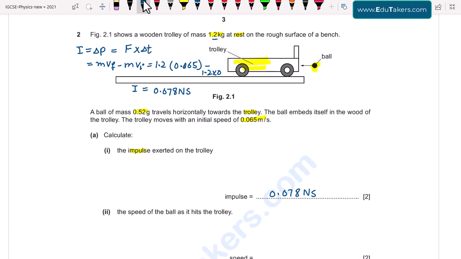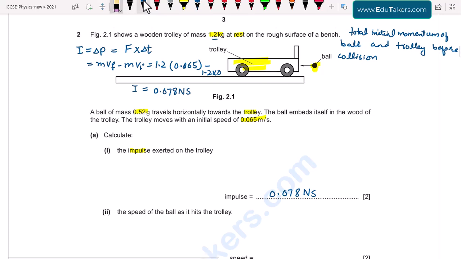So I write here: total initial momentum of ball and trolley before collision must be equal to the final momentum after collision.